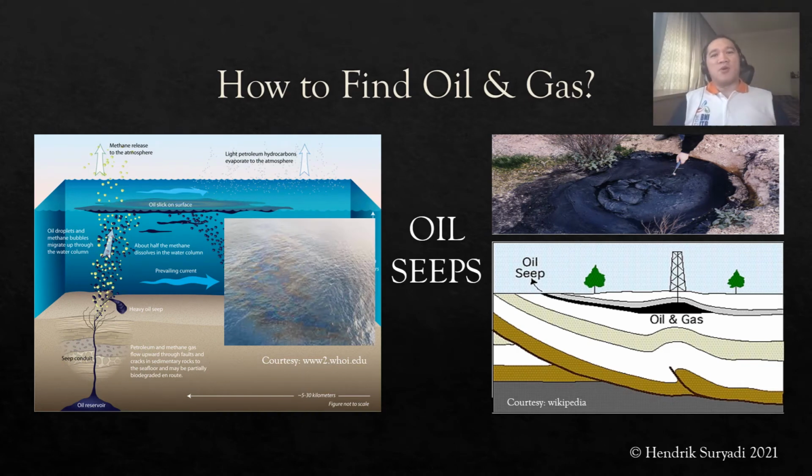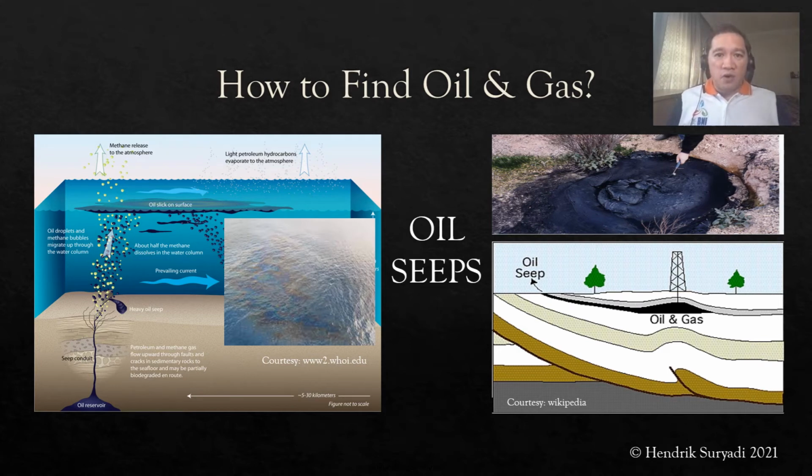Now we will talk about how we find the potential location for an oil and gas reservoir. We need to know this before we start bringing big equipment to drill a hole to the ground, right? The first method is the easiest one, which is oil seeping to the surface. When the oil seeps to the surface, you will see some evidence on the surface.